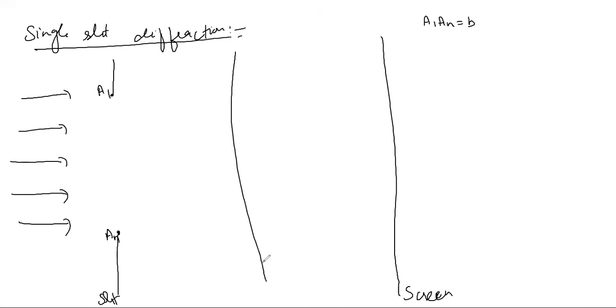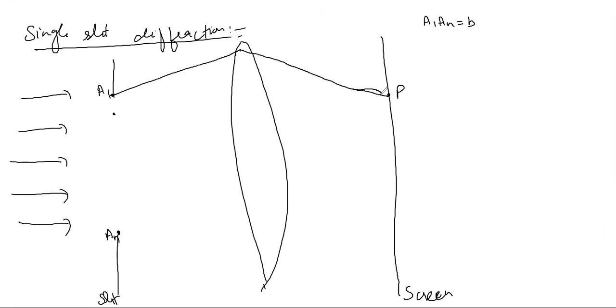Here somewhere you have placed a plano-convex lens, because after diffraction, your light is going to bend and they will be bending parallelly. So you need to converge them to some point on the screen here. Let's say that you want to look at this point P. So A1 से क्या होगा, आपकी light bend होगी lens में जाके, and then let's say it did come to P over here.